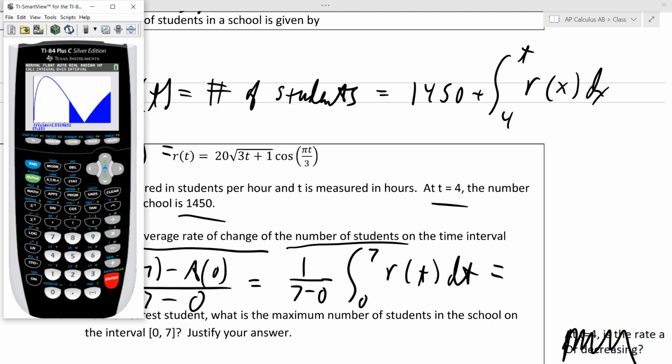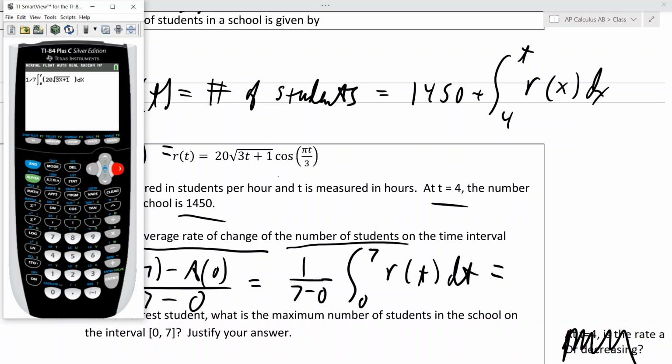Okay, so we can do that right in our handy-dandy calculator. So it's 1 divided by 7, math 9, integral 0 to 7 of r of t, which is 20 square root of 3t plus 1, so 3x plus 1. Cool. dx. Oh, no, there's a cosine in there. See, that's why I double check here. So get out of the square root.